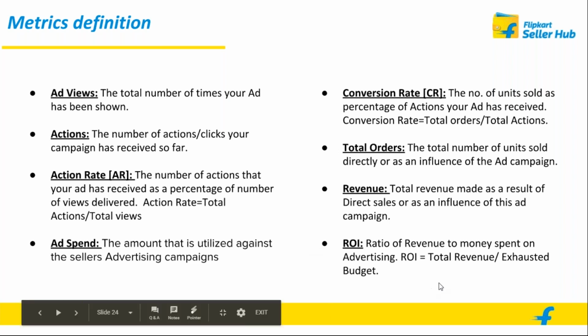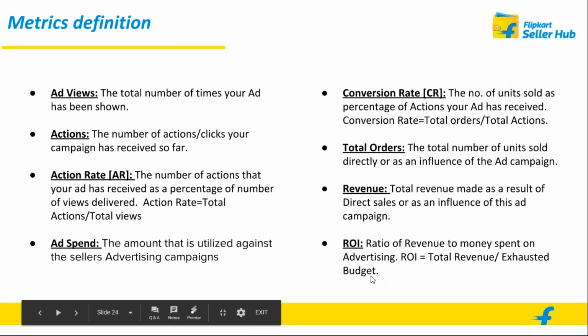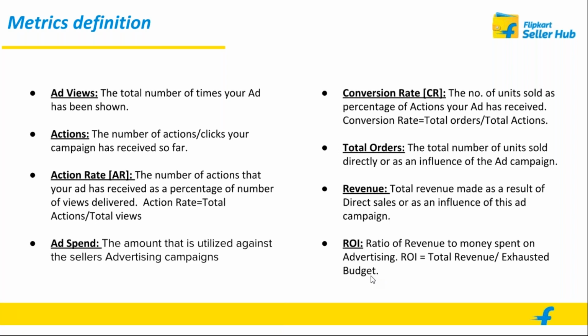Total revenue, when we say it, we are saying when a customer has clicked on an ad, remember this, not clicked on your organic listings. He has clicked on your ad and then ended up buying something from you. That is the revenue we are talking about, and not your total revenue that you've earned on Flipkart. Only when the customer clicks on that ad and then ends up buying something from you, that's the revenue out here. Exhausted budget is the amount of ad spend that has happened in that campaign. That is the ratio that we call ROI.